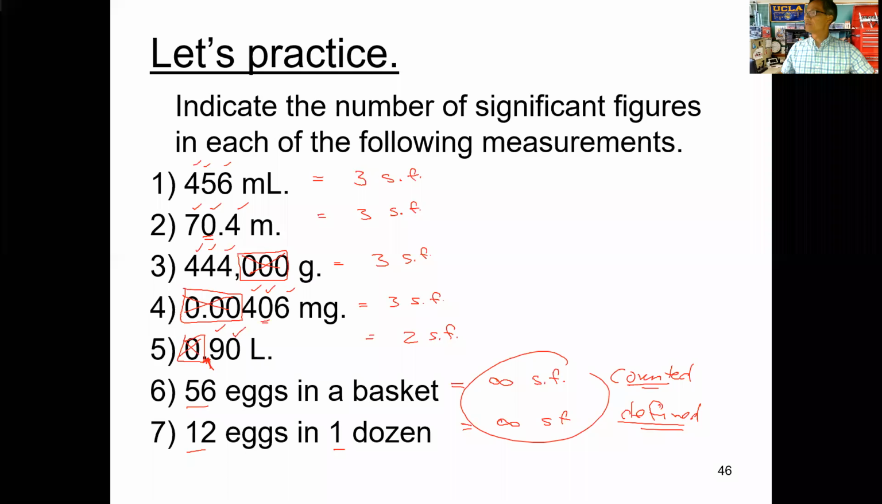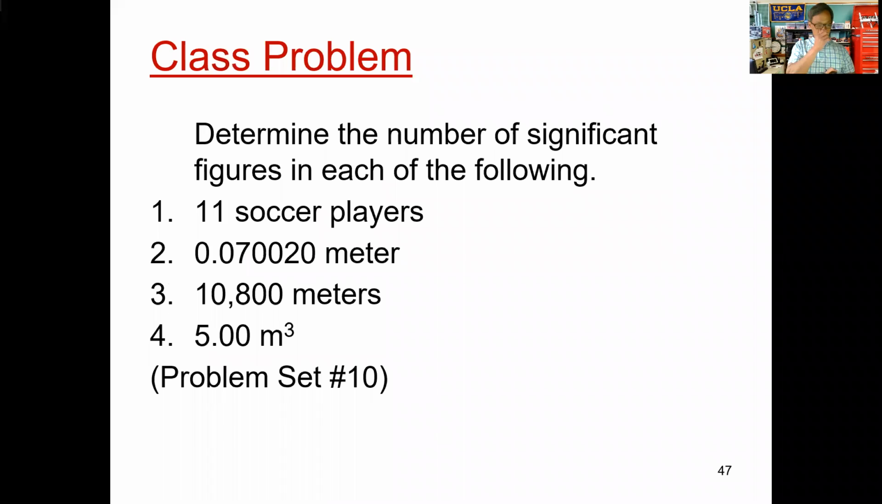Let me go ahead and ask you to do number 10 in your problem set. Take a couple of minutes to work this out, and then we'll go over it. We'll do this together.